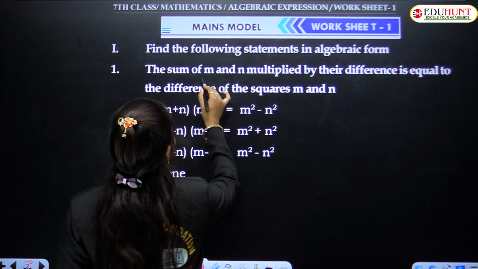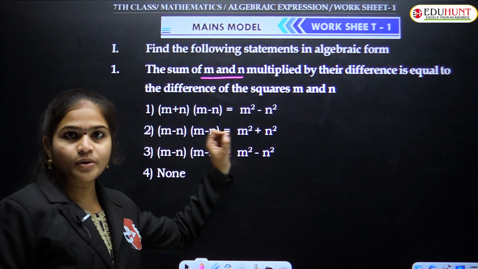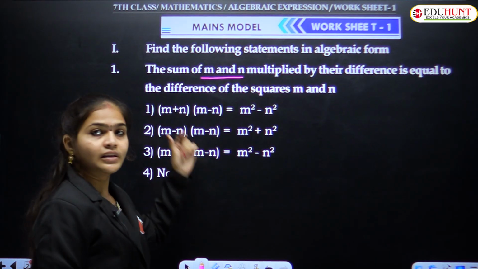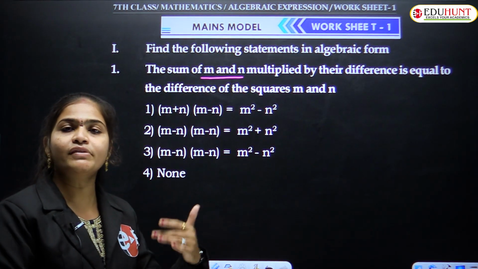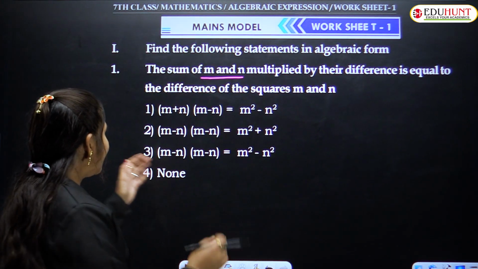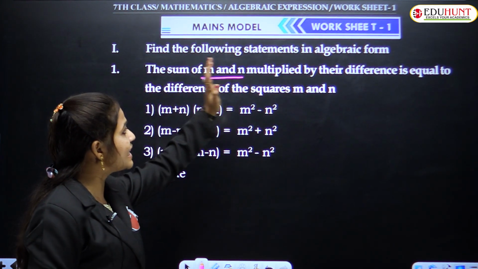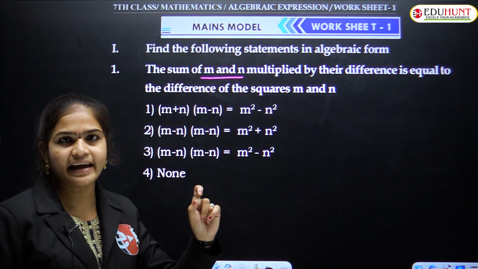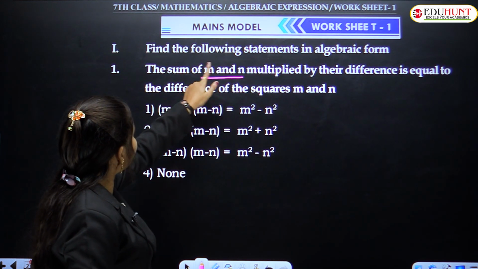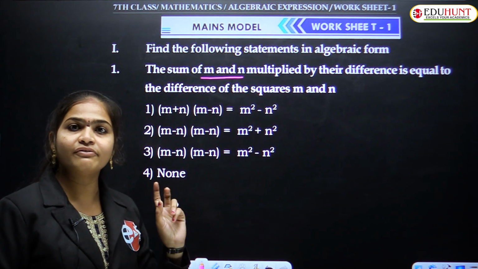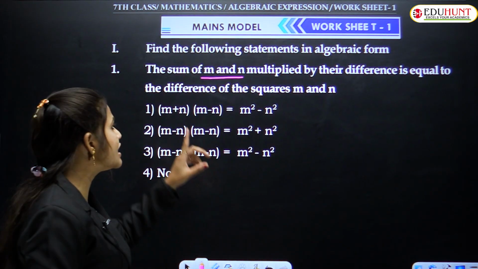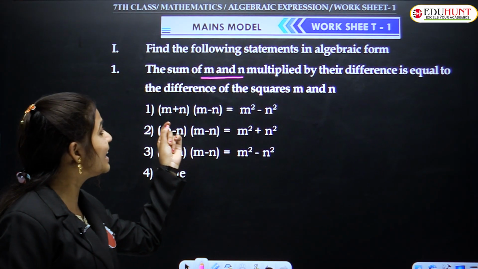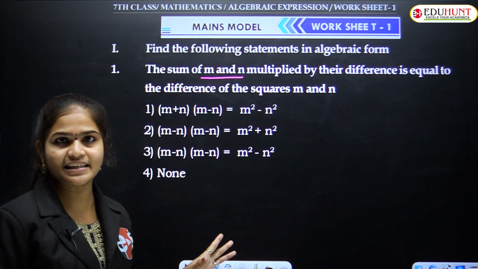The sum of m and n. Here they have given the word form, the sentence form, and we have to convert this into numerical form. If the expression contains numbers, we call it numerical form. And if the sentence contains variables, then we call it algebraic form, an algebraic expression. See here, m and n, are those two numbers or variables? Variables only, so we have to frame an algebraic expression, or an algebraic equation, depending on the given sentence.